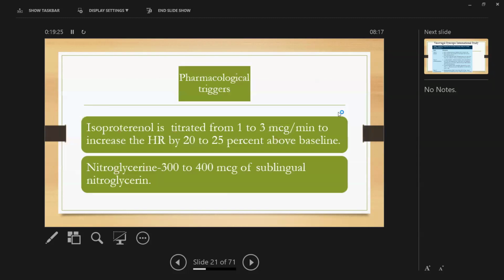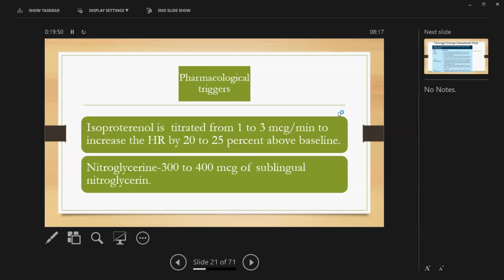I told you the main thing we are checking for is vasovagal syncope. We are going to identify whether the patient goes into vasovagal syncope. So we can stimulate it reflexively. Pharmacological triggers can also be helpful, because sometimes, to make it easy to identify in patients, we can give a pharmacological trigger and induce the vasovagal response.